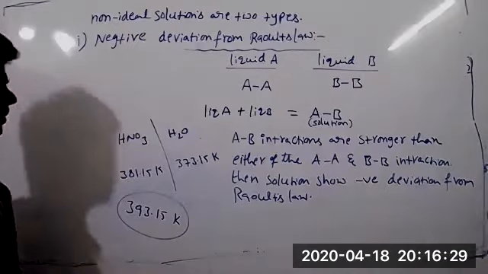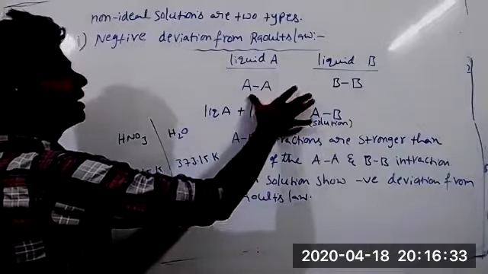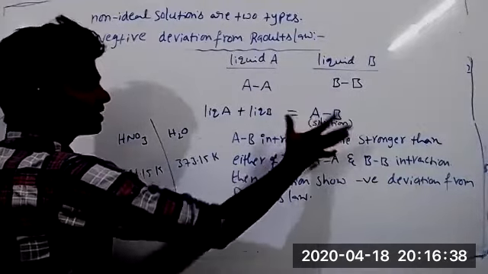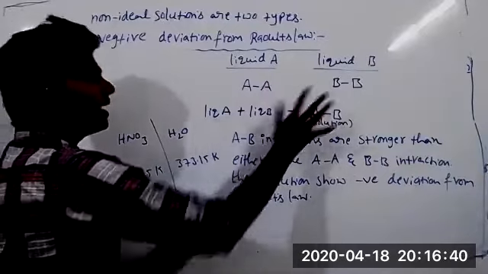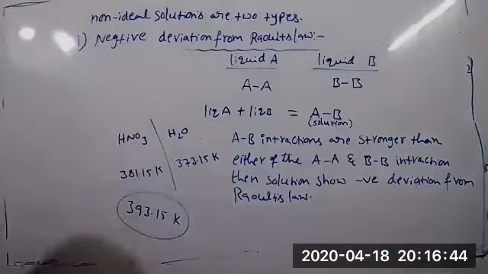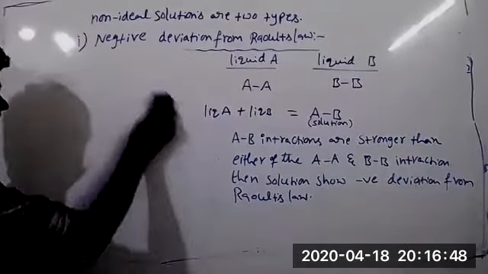Okay. So here, the interaction between A and B is stronger than the AA and BB interactions. That's why its boiling point is higher. The mixture boiling point is more than that of AA and BB, and its vapor pressure also. Tell me now, does the mixture vapor pressure increase or decrease?